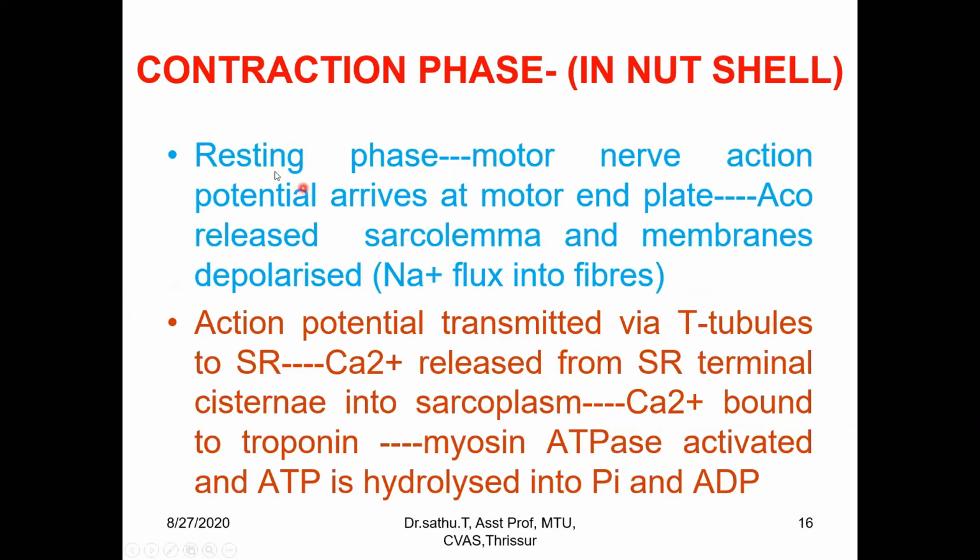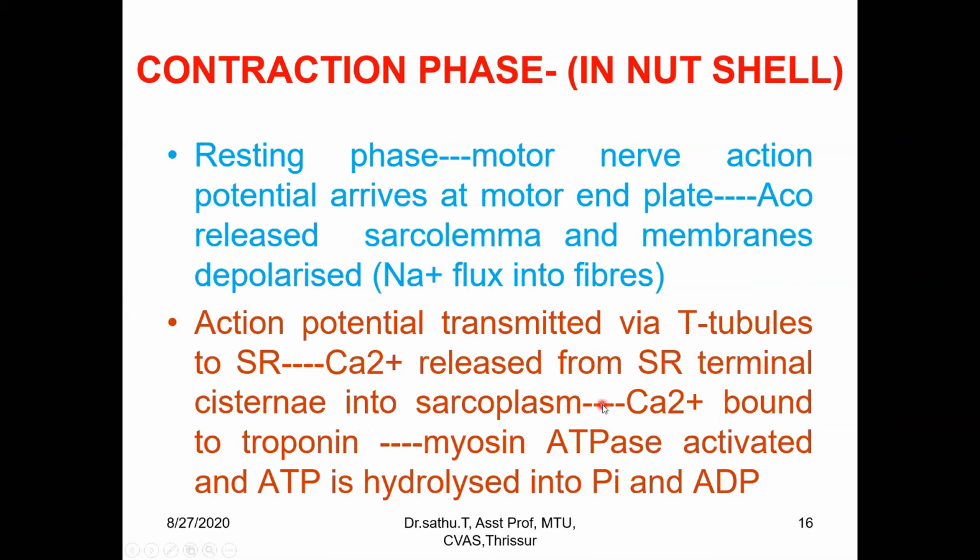In a nutshell, we can say, in the resting phase, the motor nerve action potential arrives at the motor end plate. When it arrives at the motor end plate, acetylcholine is released, and the membrane gets depolarized because the ion channels are open. Sodium flux into the muscle fibers, or the sarcoplasm. Once the action potential is transmitted through the T tubules to the sarcoplasmic reticulum, calcium ion is released from the sarcoplasmic reticulum terminal cisternae into the sarcoplasm.